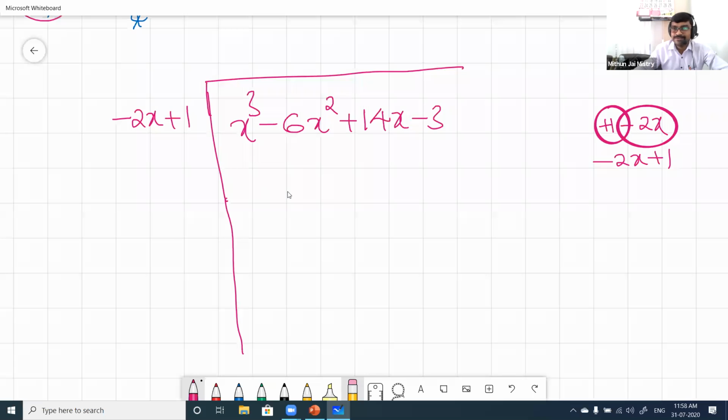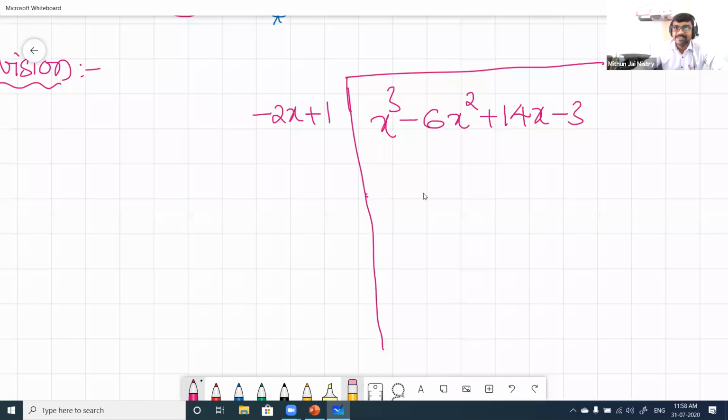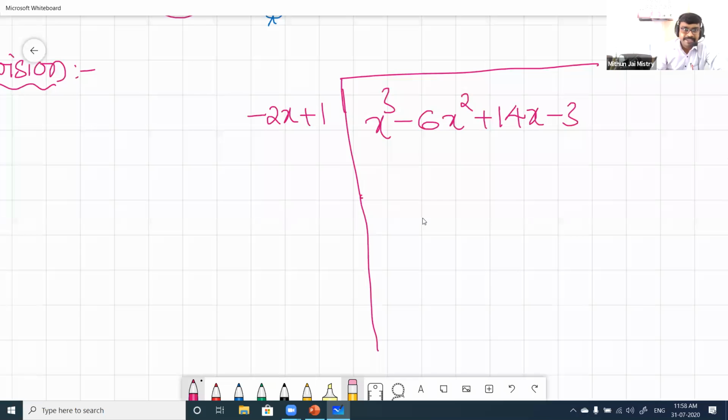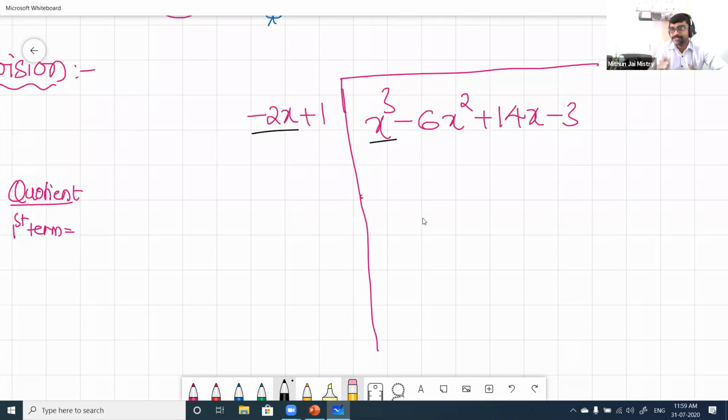Now let me move ahead. Long ago, we have seen the process of division where we get the first term of the quotient, right? Let me write here quotient's first term. How will we get the quotient's first term? We will get it by dividing inside first term by outside first term. Always we have to divide inside by outside. So inside first term is x cube and outside first term is minus 2x.